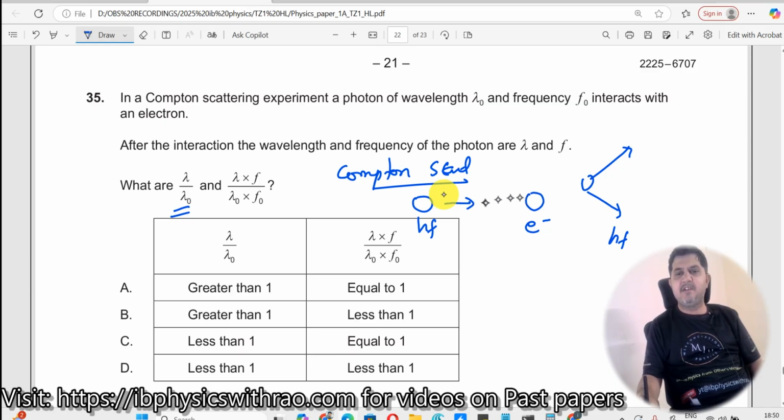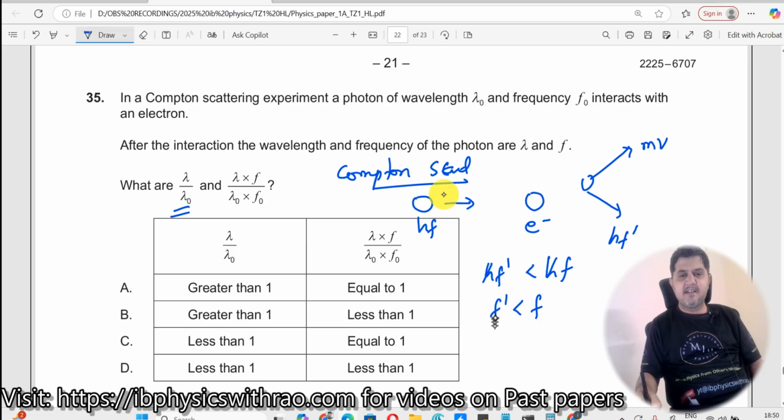So why should this electron move? Because the photon is giving some energy, right? So the electron moves with momentum mv, and the photon has a lesser energy. If f is the frequency here, the scattered photon will have a lesser energy, which is hf dash. Why hf dash? Because it has a different frequency and different energy, and definitely hf dash would be less than hf. If hf dash is less than hf, the h can be cancelled, so f dash is less than f.